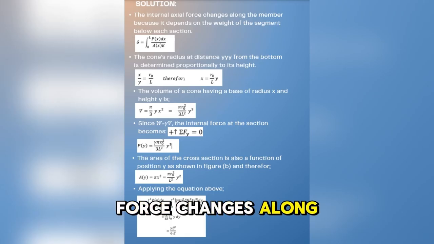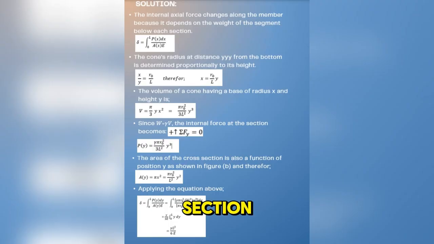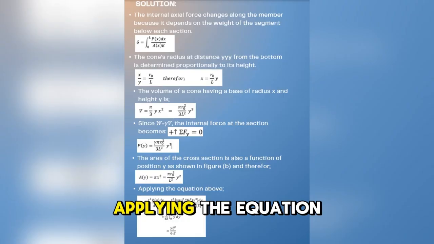The solution is: the internal axial force changes along the member because it depends on the weight of the segment below each section. The cone's radius at distance y from the bottom is determined proportionally to its height. The volume of a cone having a base of radius x and height y is given. Since W = γV, the internal force at the section becomes. The area of the cross-section is also a function of position y as shown in figure B, and therefore, applying the equation above.